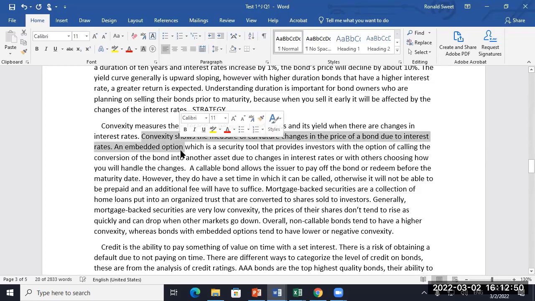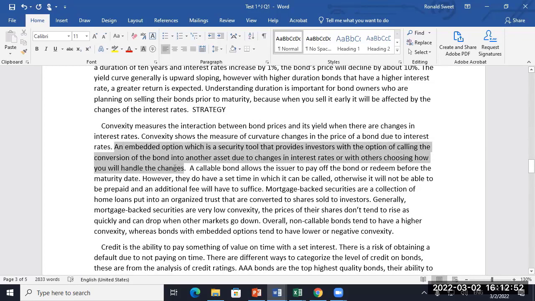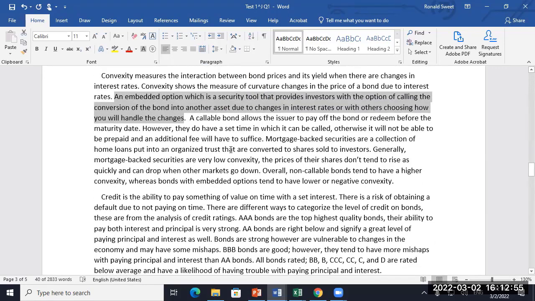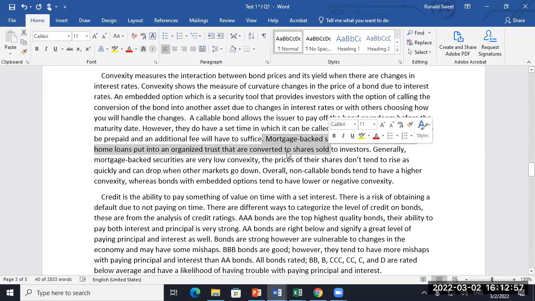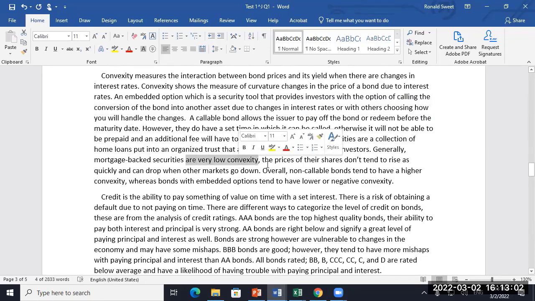So convexity, she's got the definition. She's talking about embedded options. She talks about mortgage-backed securities specifically. A very low convexity. Right, so again, strategy. And she's got the types somewhere in there. She's got non-callable and she's got mortgage-backed. She's got the 2 asset classes. She's defined it fairly well here with the strategy.